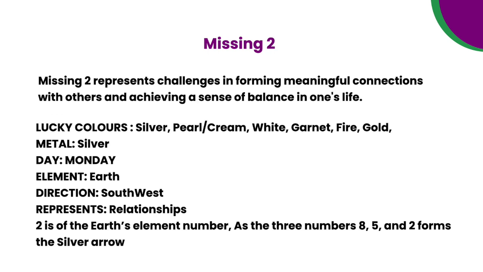Missing 2 represents challenges in forming meaningful connections with others and achieving a sense of balance in one's life. Cream, white, garnet, fire, gold. Metal, silver, element, earth. Direction, which direction? Southwest, we have seen in the Loshu grid. 3 numbers, 8, 5 and 2 form the silver arrow.